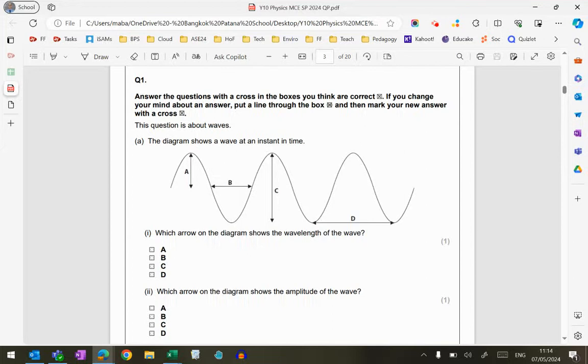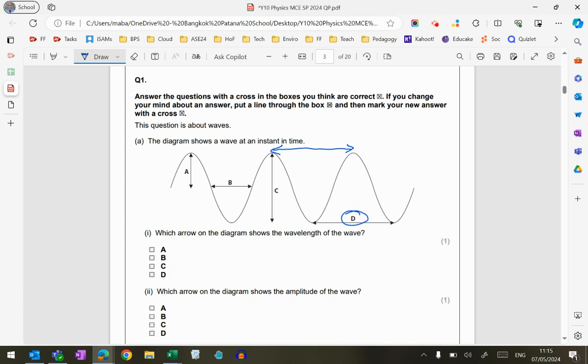Okay, so question 1 of the mid-course exam for physics. Which arrow on the diagram shows the wavelength of the wave? All right, so we're going to need to know the definition of wavelength. A wavelength is for one complete cycle of the wave, right? So that could be from a peak to another peak, or it could be from a trough to a trough. So D is looking like a good answer.